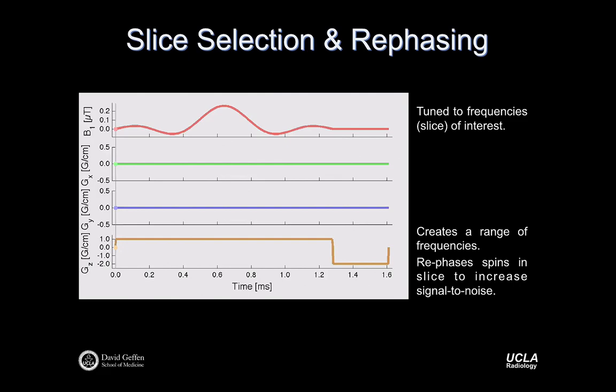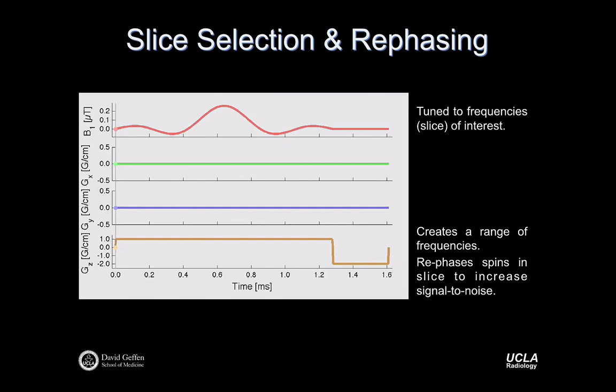I'm using the Bloch equation simulator to show you what happens to a family of spins that are within my slice. And so what you're going to see is spins that are outside the slice are basically unaffected by the combination of the RF pulse and the gradient, but spins that are inside my slice will slowly wobble around and fall down to be excited, in this case, by about 90 degrees.